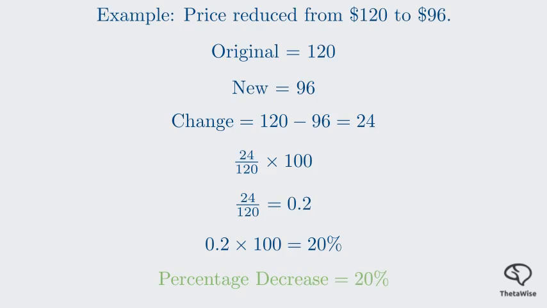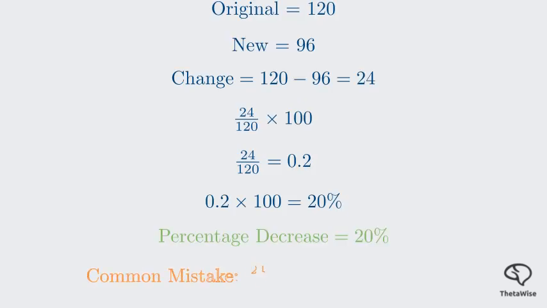Notice how we use the 120 as the denominator, because that was the starting point. If you accidentally used 96, you would get 25%, which is a common mistake to avoid.